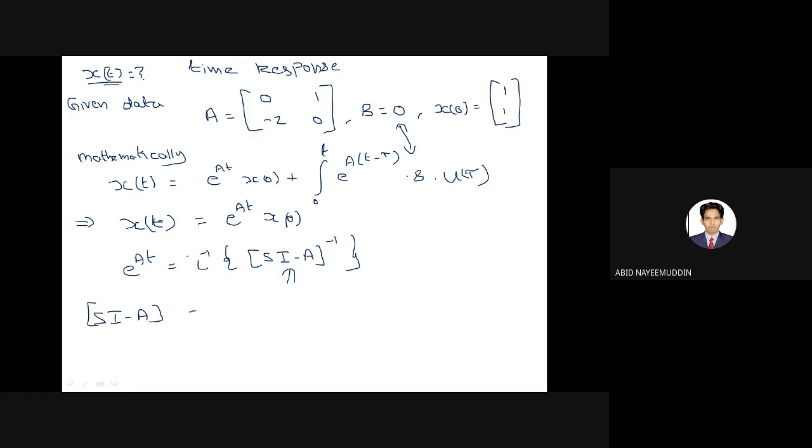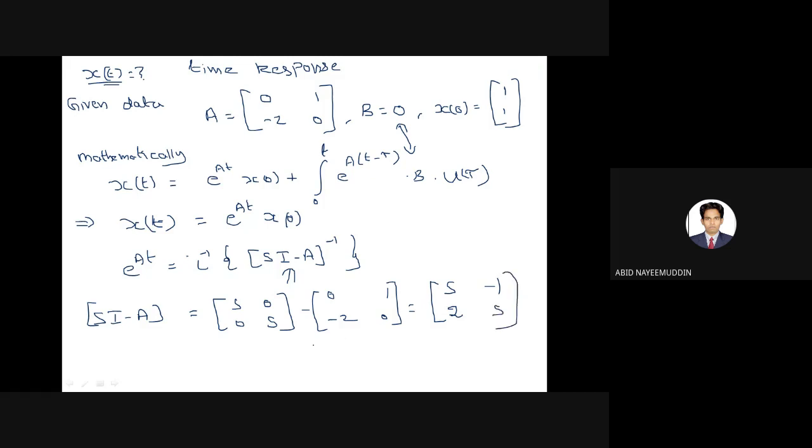So what is s? s is s times the identity matrix. You will get sI, and A is [0, 1; minus 2, 0]. If you subtract these, you are going to get [s, minus 1; 2, s].